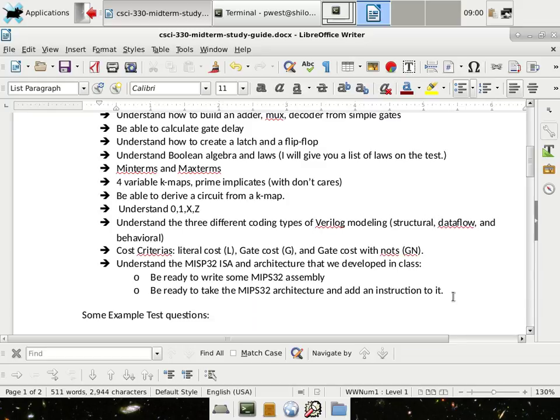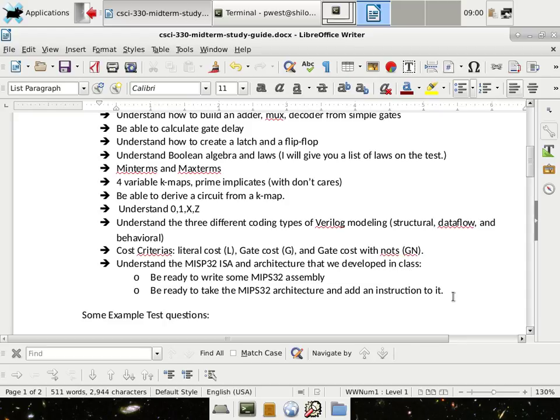You got structural, data flow, and behavioral. Which one was data flow? Data flow is where you do an assign, and then you'd have like assign A equals B and C or D. You didn't write out the gates. You just did a Boolean expression. If you understand structural and behavioral, then data flow is the other one. That's what I got.